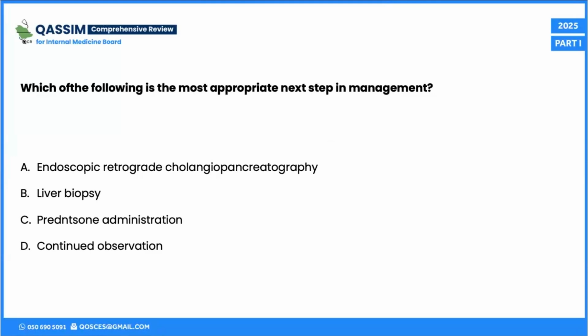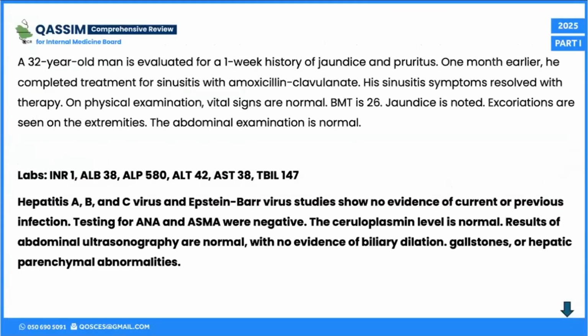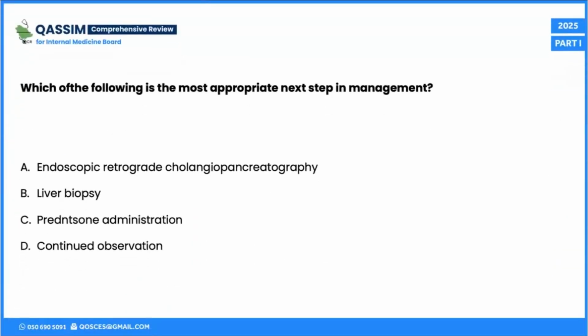So this is a case of drug-induced liver injury, DILI, mainly caused by the Augmentin. Augmentin is very well known to cause cholestatic liver disease. If we go back to the labs, the synthetic function of the liver is maintained. The INR is 1. The patient does not have acute liver failure. So the reasonable thing to do is continued observation and stop the offending medication.